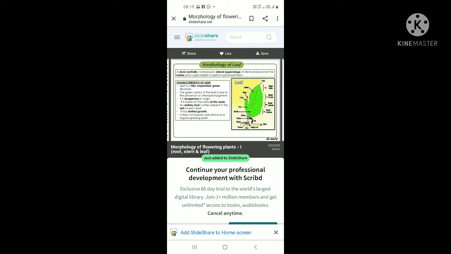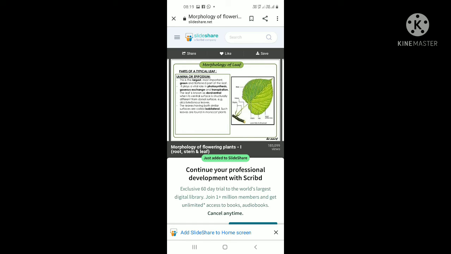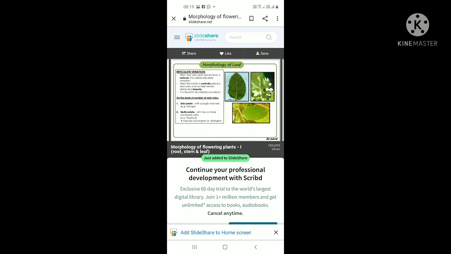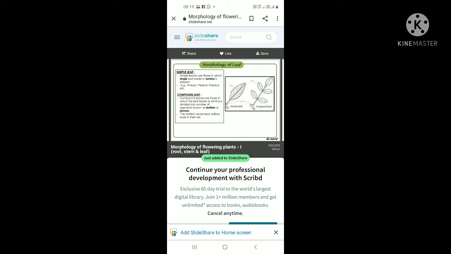So now I come to another aspect, that is the modifications of leaf. How is the leaf modified? Here we see the simple pattern and conjugated pattern. If we see the venation, we see the reticulate venation, and then we see the parallel venation, where parallel venation is actually found in the case of bamboo and different types of leaf.